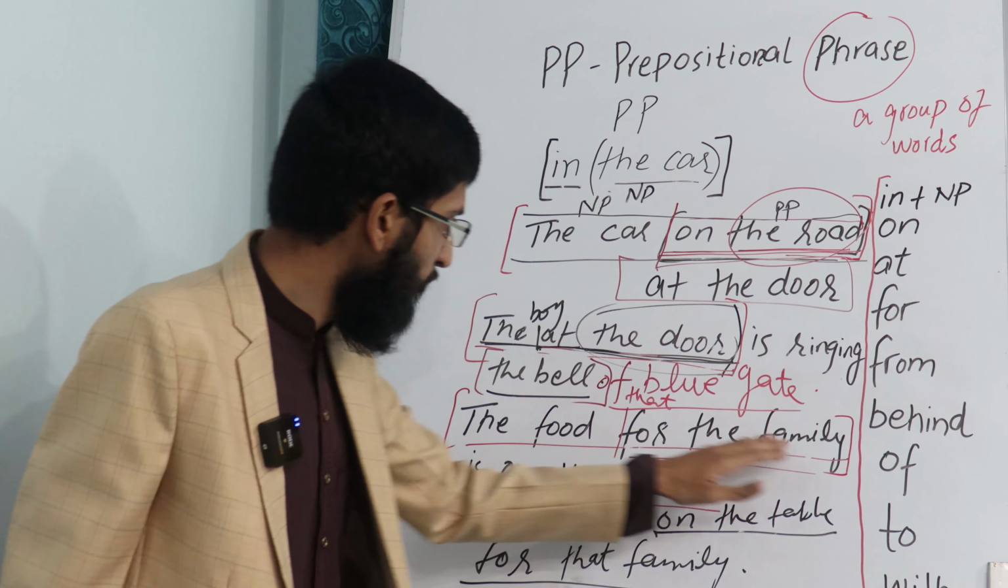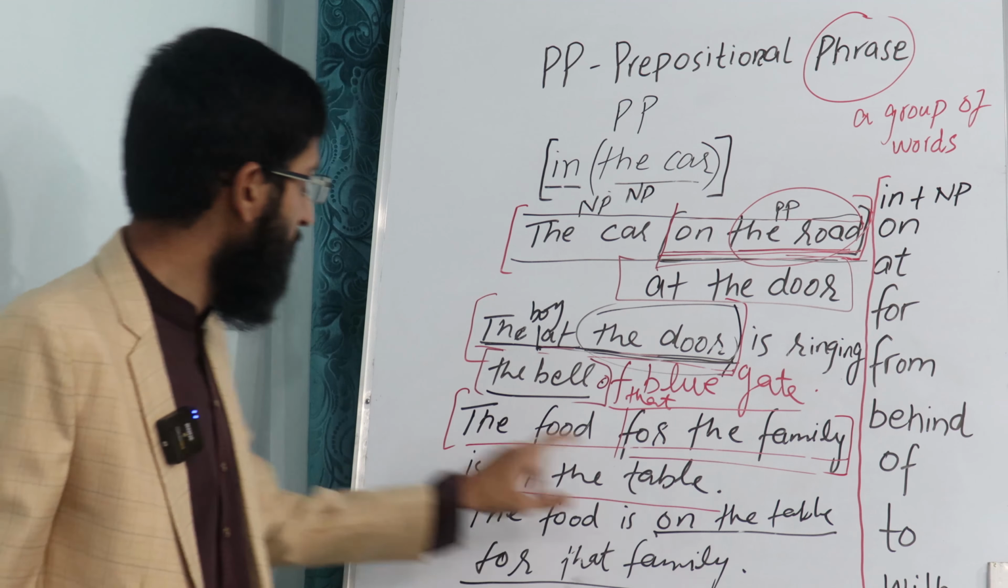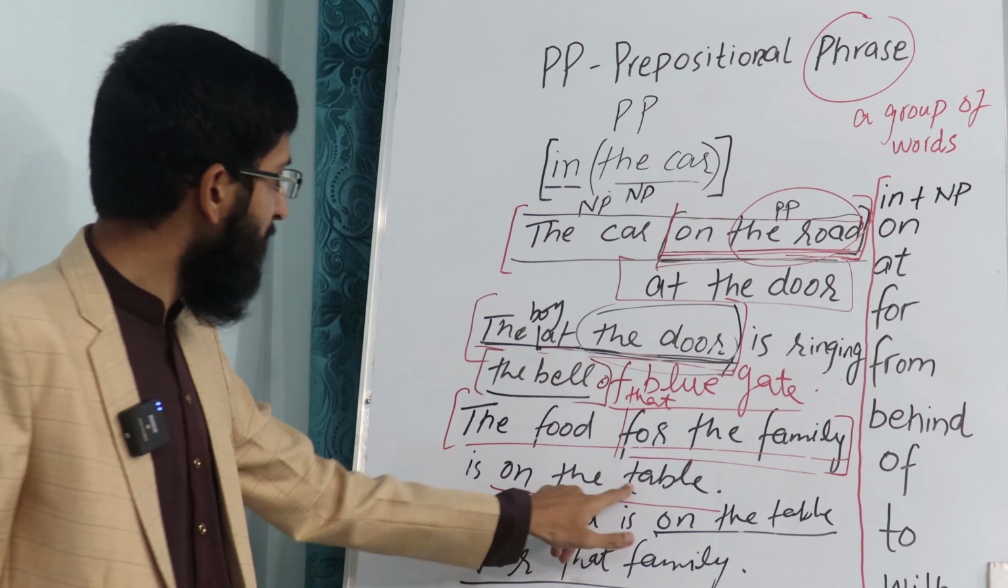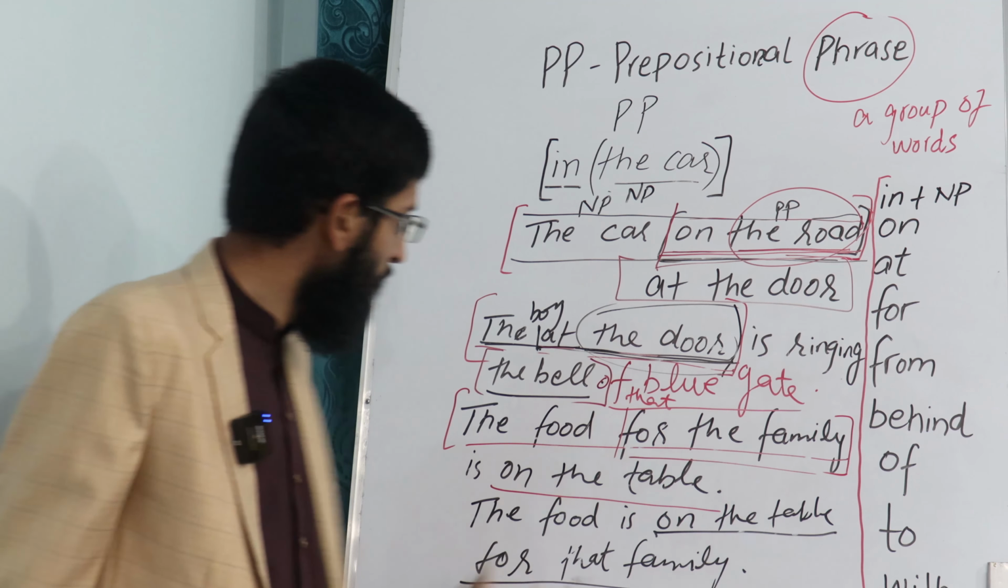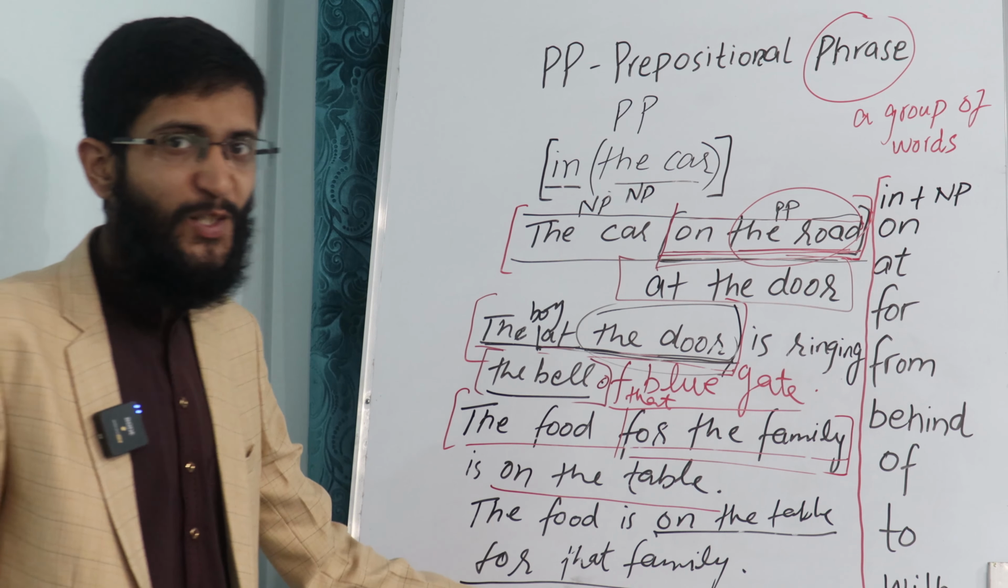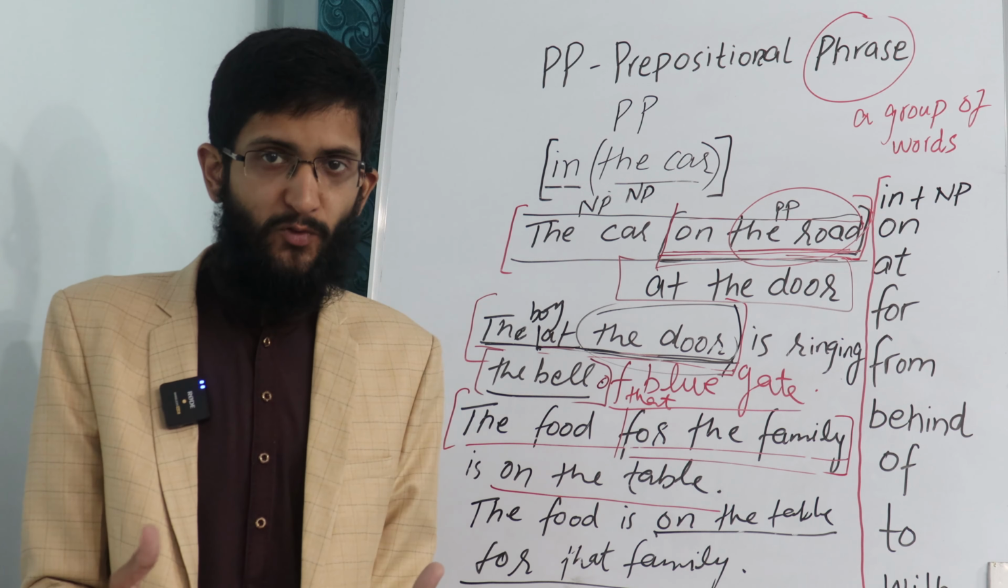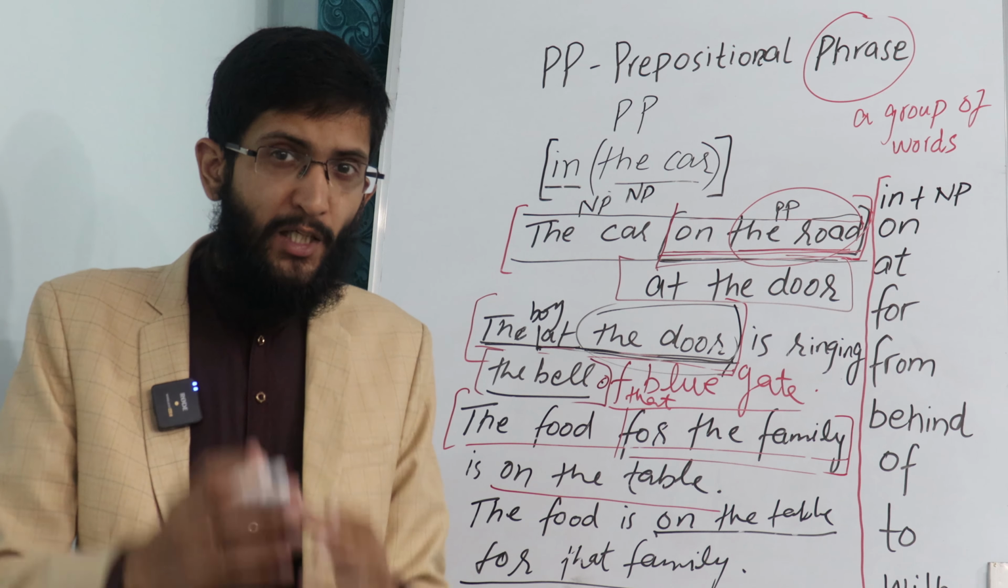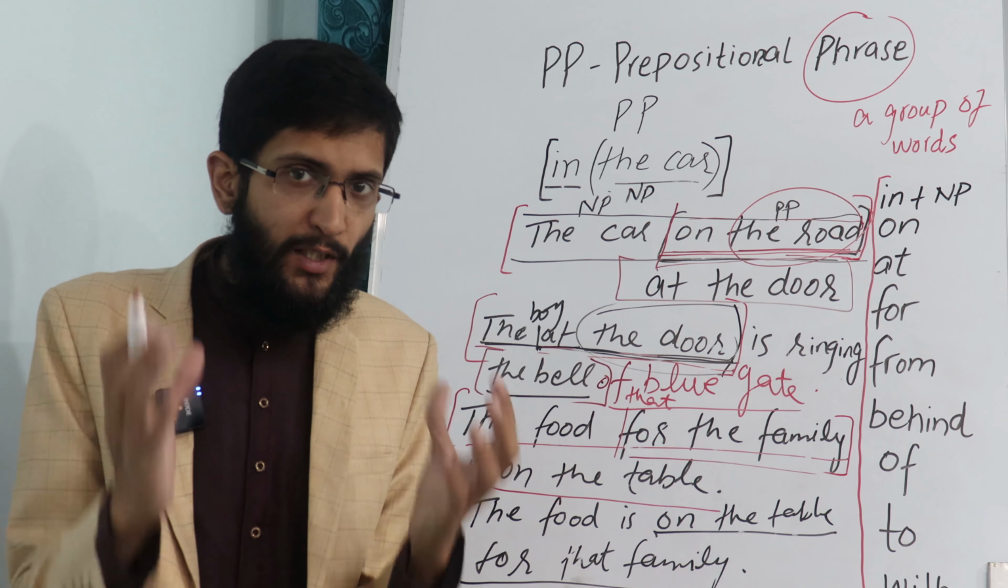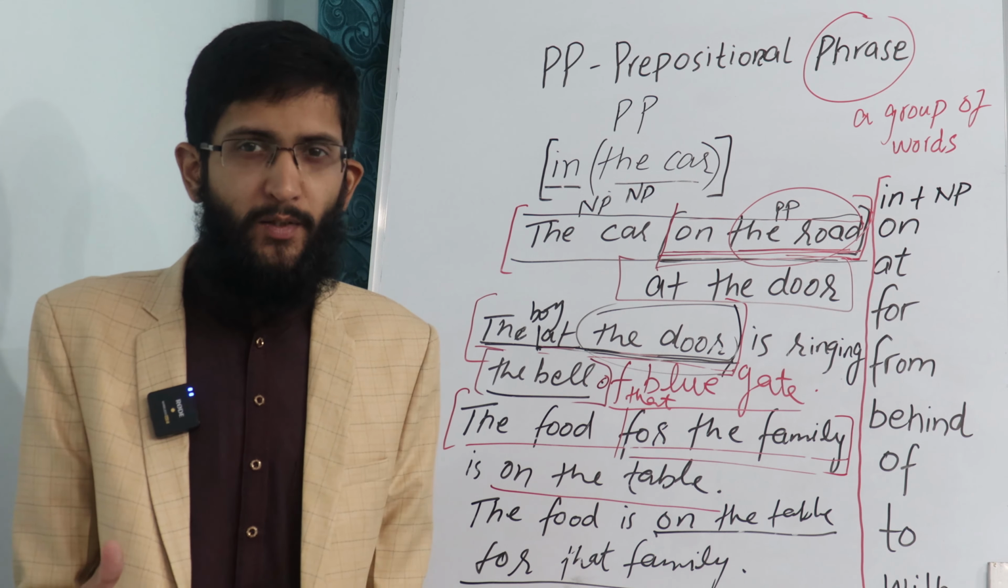The food is for the family, the table is for the family. The food for the family is on the table. The food is on the table for that family. So you see how important these phrases are. And these phrases can help you understand your language in a better way.